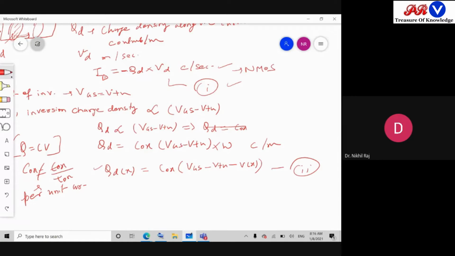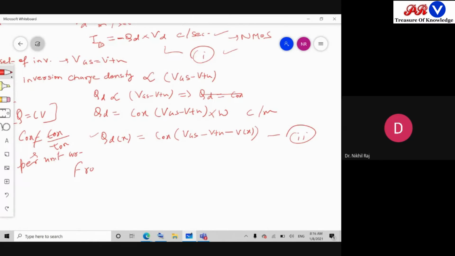Fine. So now placing this QD value in equation 1. From 1 and 2 we can write ID equals minus Cox. Here W is left, sorry. Cox W into VGS minus VTH minus V of X into what was the drift velocity Vd.